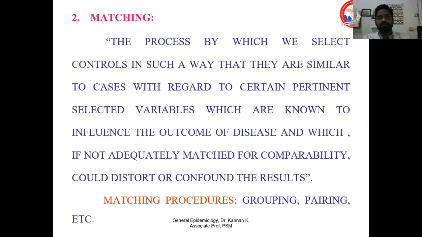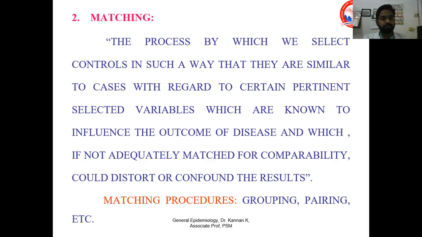Matching. The process by which we select controls in such a way that they are similar to cases with regard to certain pertinent selected variables which are known to influence the outcome of disease, and which, if not adequately matched for comparability, could distort or confound the result. What we mean by this term matching is that we have to make sure these cases and controls are similar, except for the disease. Cases should have the disease and controls should be without the disease. Other variables should have an equal impact on both the cases and controls. To ensure this, we are doing matching.